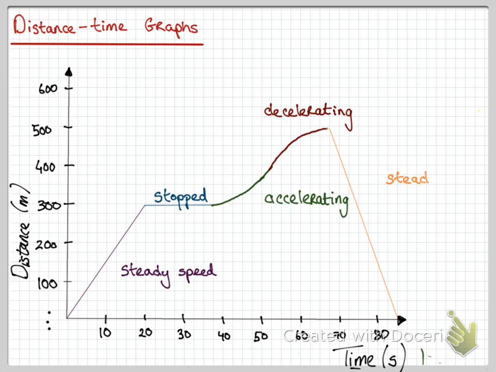And then finally, if you get a line going back the way, it means a steady speed in the opposite direction. So at the top of that line, just beside the word deceleration, you can see that the object was at 500 meters. But in about 15 seconds, it has gone down to 0. So that means the object has moved from 500 to 0, so it's gone at a steady speed in the opposite direction, or returned to its initial position.